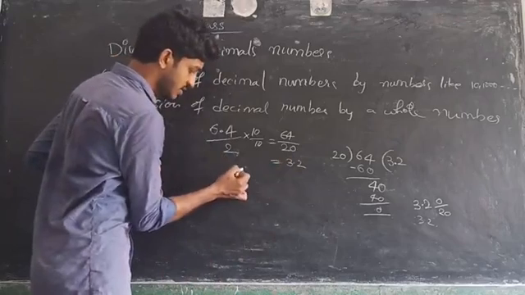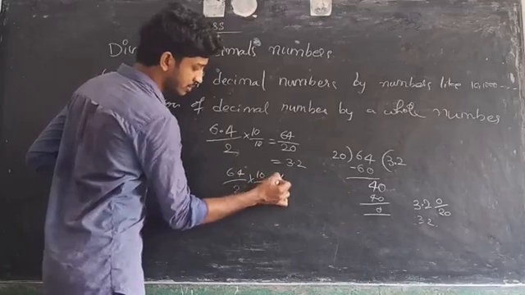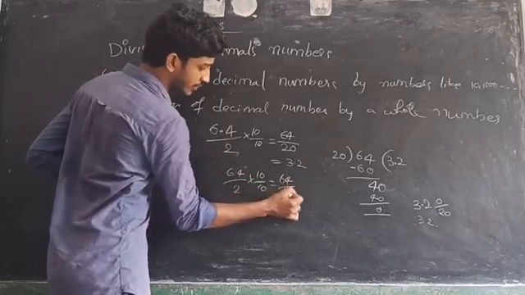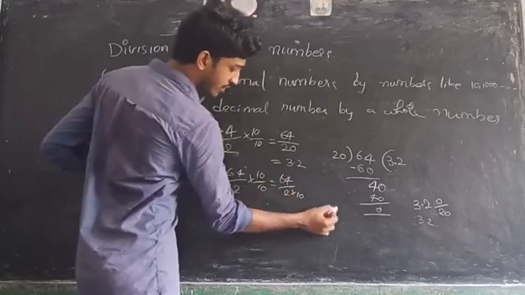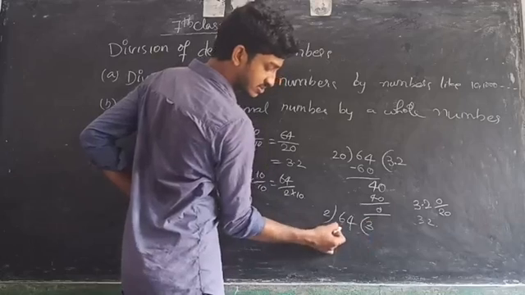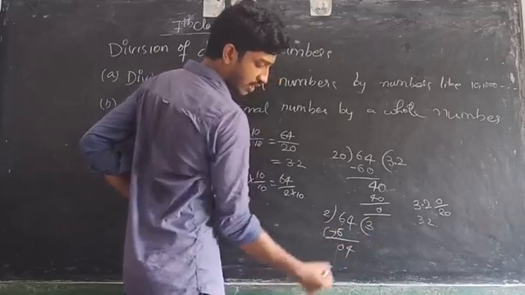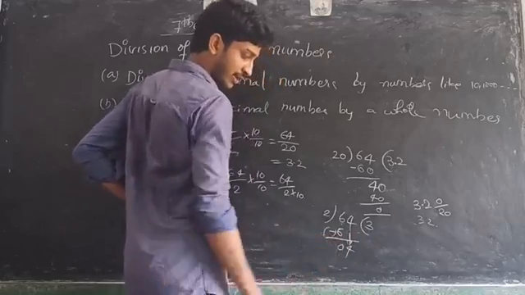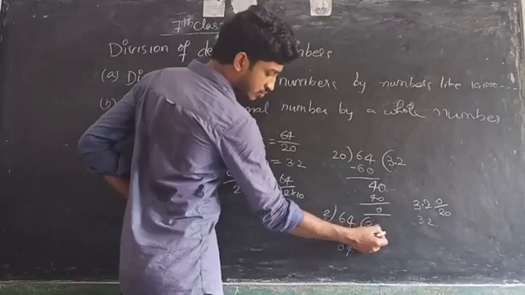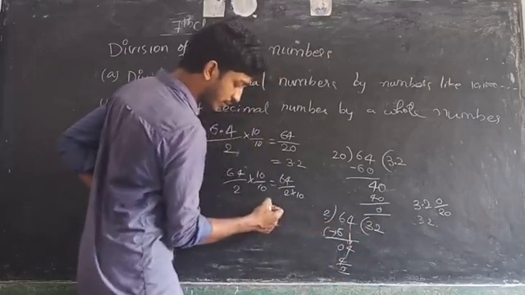See here, 6.4 divided by 2 into 10 by 10 is equal to 64 by 2 into 10. In the 2 table, 64, how many times? 6, 3 times. Then 4, I am taking this carry down to here. So 4, how many times? 2 times. 4 minus 4, 0. So the answer is 32.